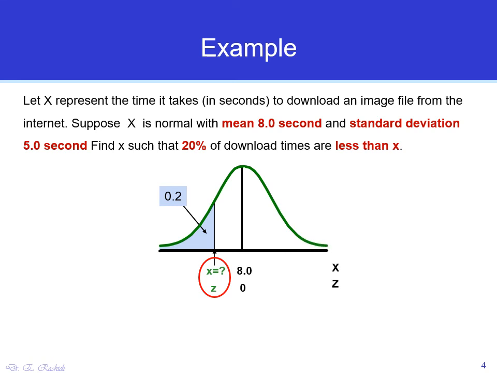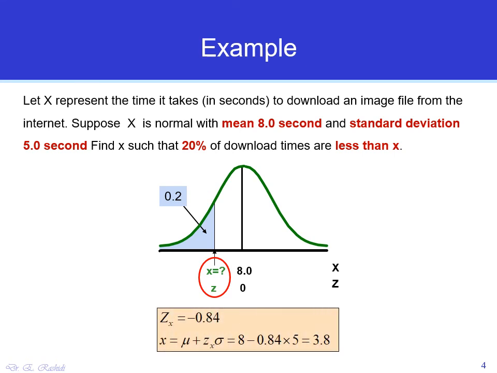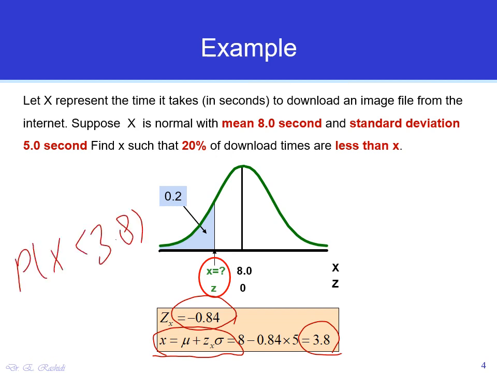So we know the probability, that's the shaded area here, which is 20%, and we are looking for x, or z for that matter. If you look at the table, you find z of x to be negative 0.84. Given that we know z of x, we plug it into this formula and we find x. So x is 3.8. For 3.8, the probability that x is less than 3.8 is actually 20%. So we find x here.